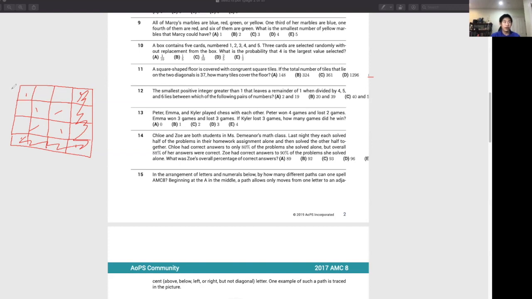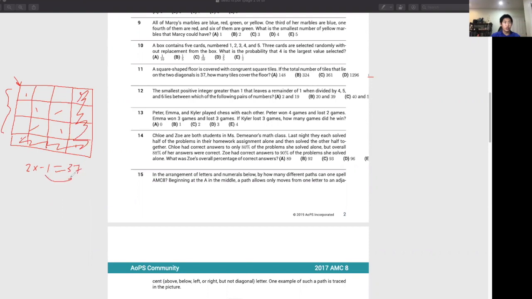If we look at the number of diagonal tiles on this diagonal, it's equal to the side length. And if we look at the number of tiles on the other diagonal, it's also equal to the side length. But they share 1 tile, so the total number of tiles on the diagonal is 2 times the side length minus 1, and this is equal to 37 for us.